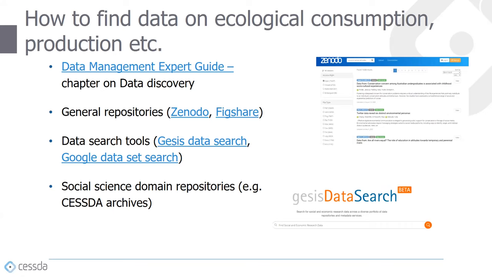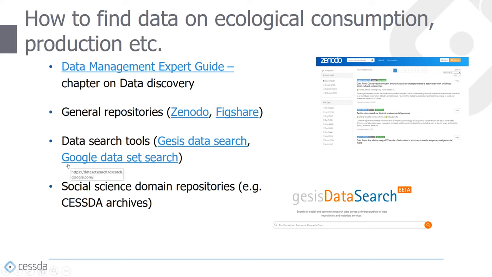How to find data on ecological consumption, production, environmental attitudes, and so on? There are many ways, but probably again, most of you know these ways of finding data. But yeah, you can use the Data Management Expert Guide, where there is a chapter on data discovery, I think quite well prepared. And you can use some general search tools.